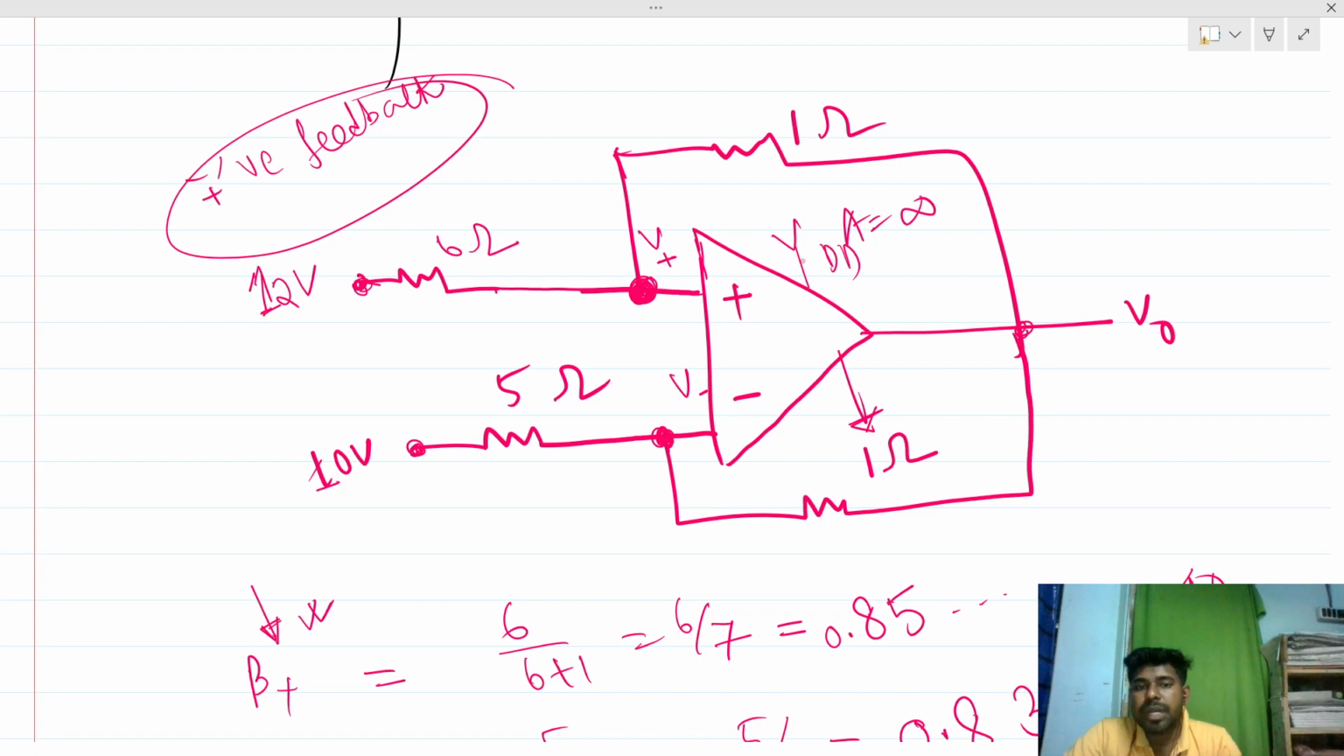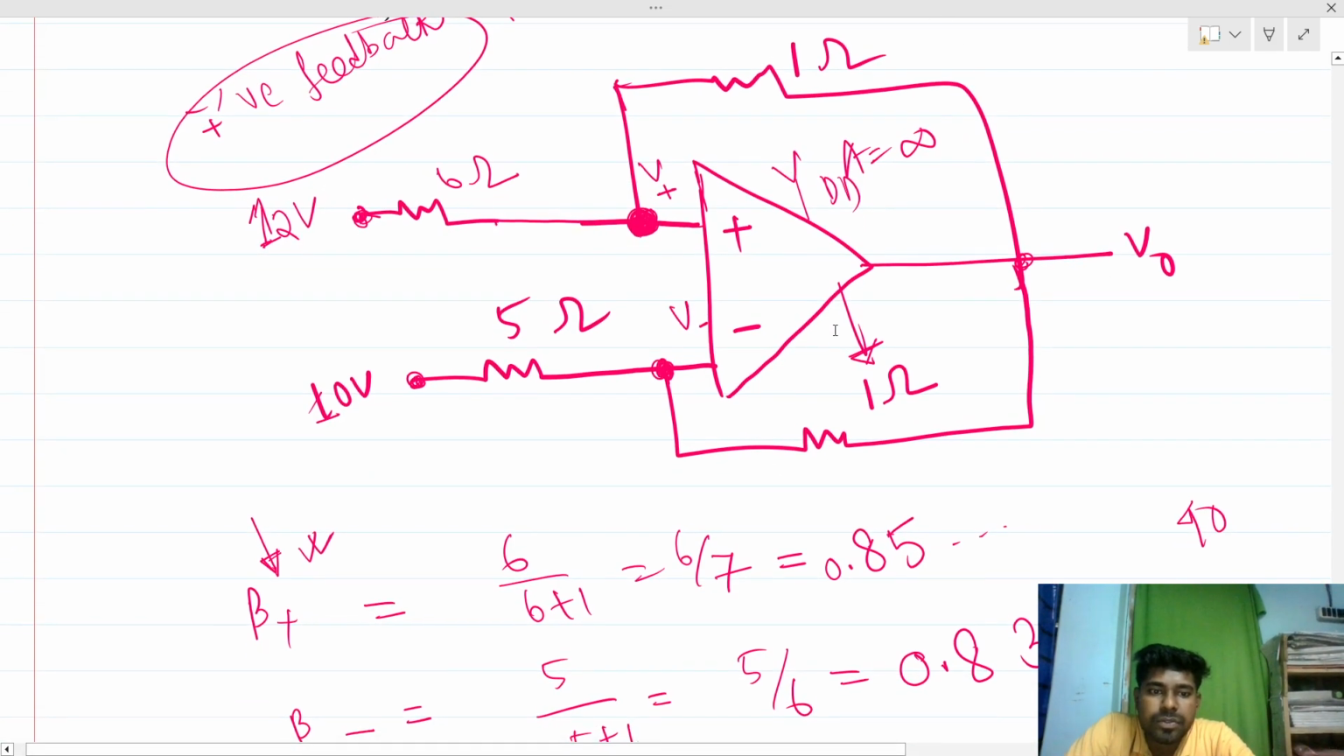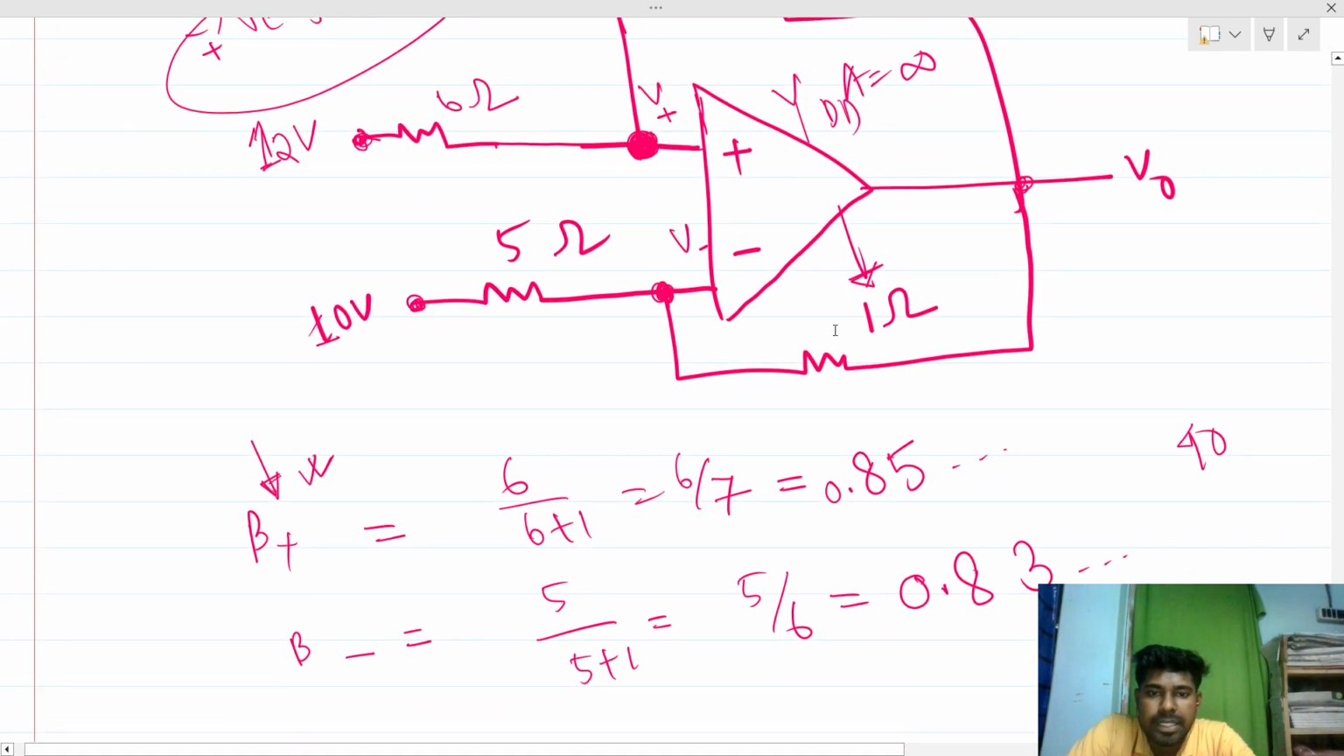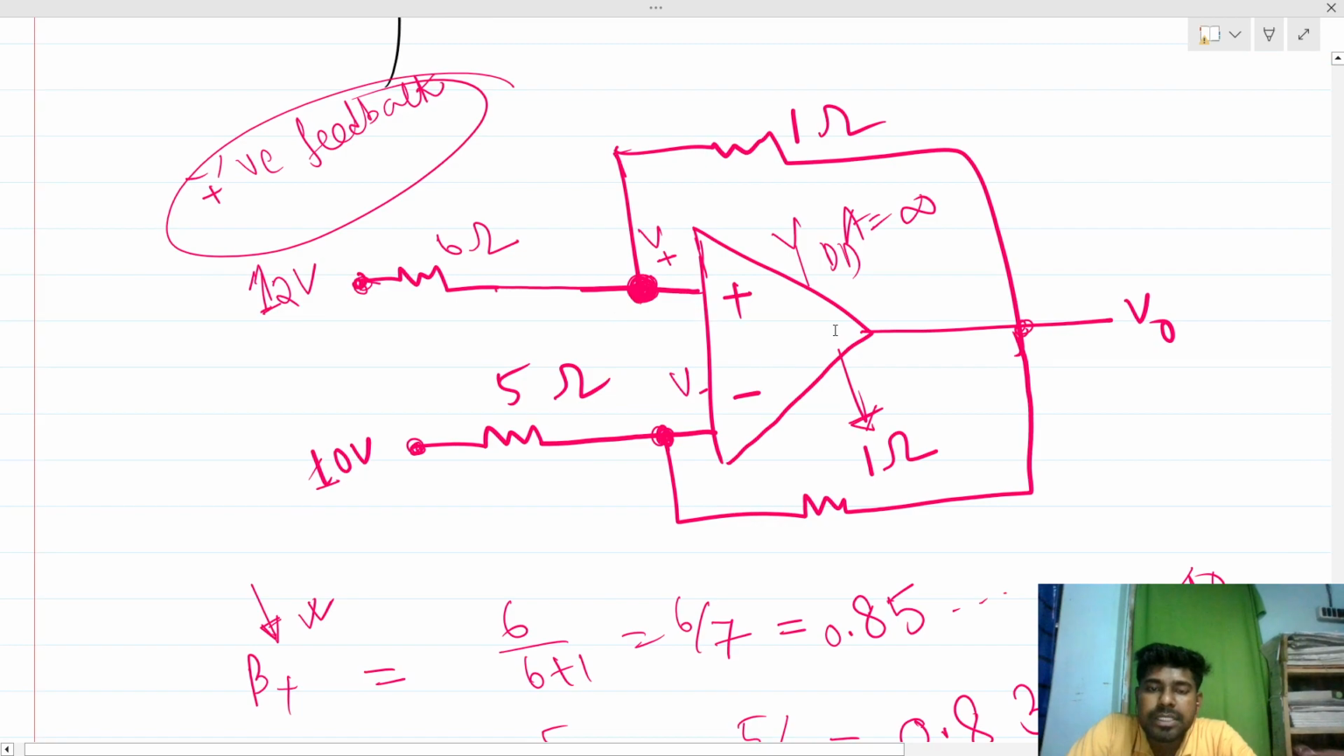Okay, so now we have to check that. We can do KVL anytime, right? Now if I do that, this becomes positive feedback, so that is for sure. Now we have to calculate these two node voltages, right? So we can apply KCL anytime.